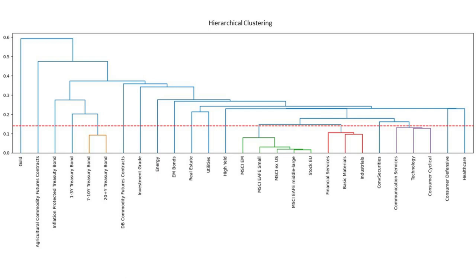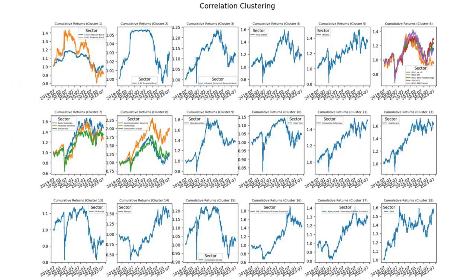In particular, the chosen threshold was 0.14. For each generated group being composed of similar ETFs, only the ETF with the highest return will be selected. For example, we see that in the cluster composed of technology, consumer cyclical, and the communications ETFs, the first is taken because it has the highest return at the expense of the others.